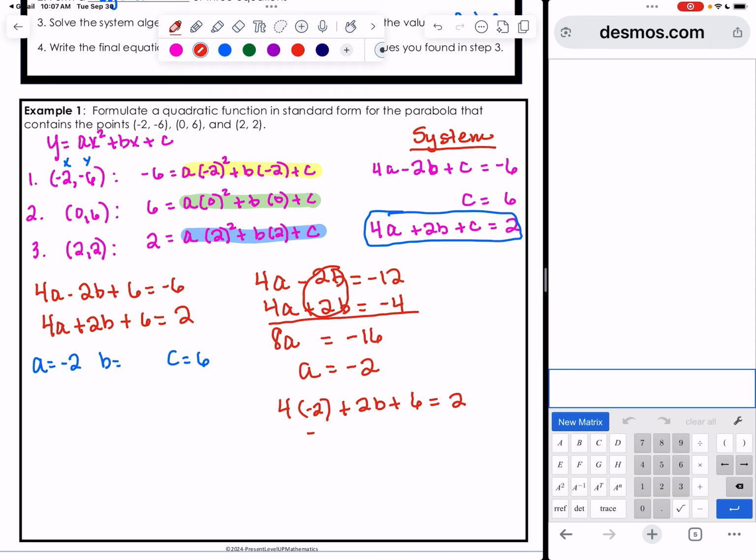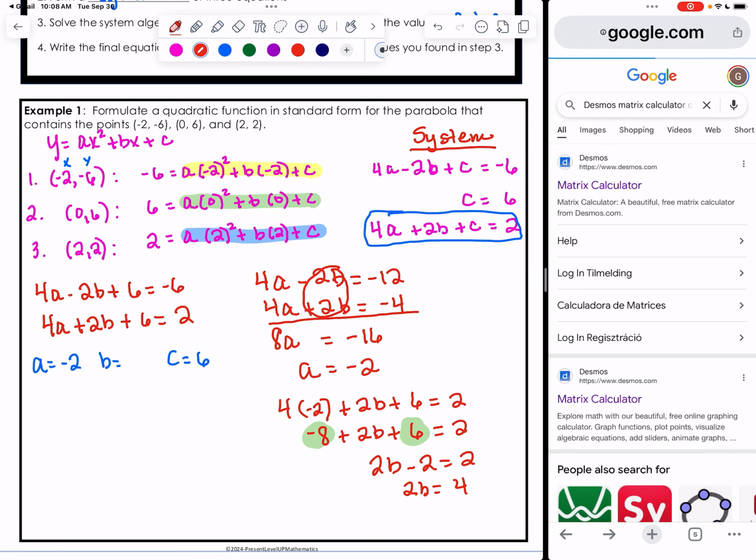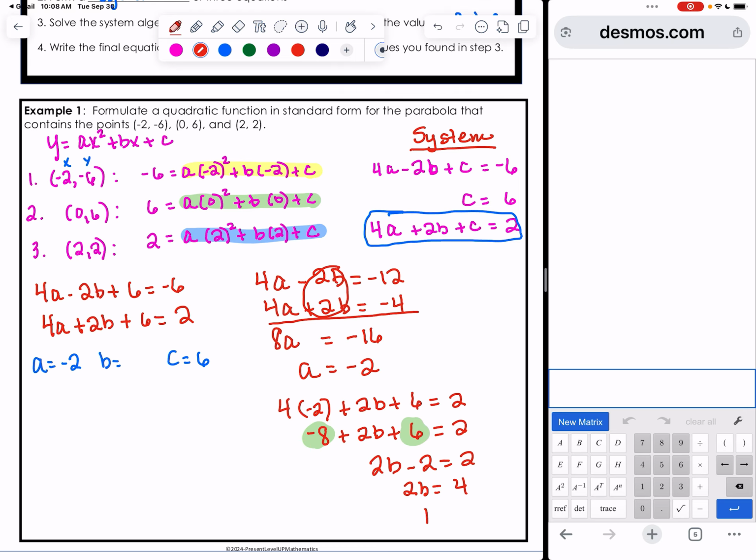Now let's simplify this. Negative 8 plus 2b plus 6 equals 2. Now we have some like terms that can be combined here to simplify this. So 2b, negative 8 plus 6 is negative 2, equals 2. Now just solve for b. Add 2 to both sides. So 2b would equal 4. 4 divided by 2 is 2. So now we know the value of b is 2.